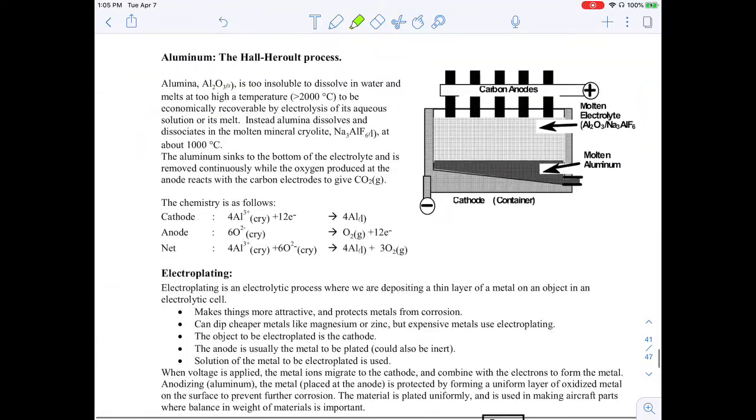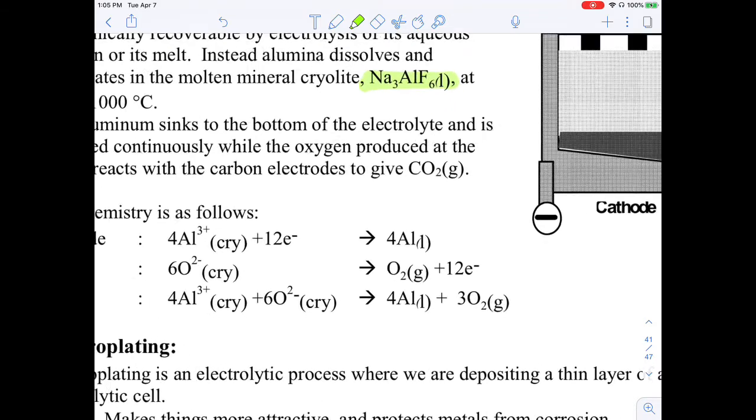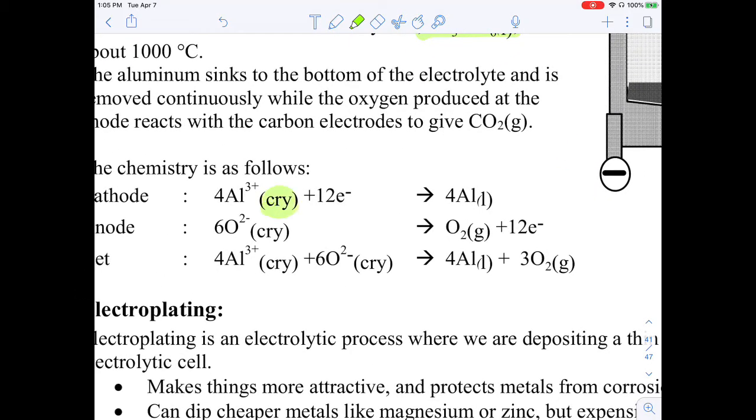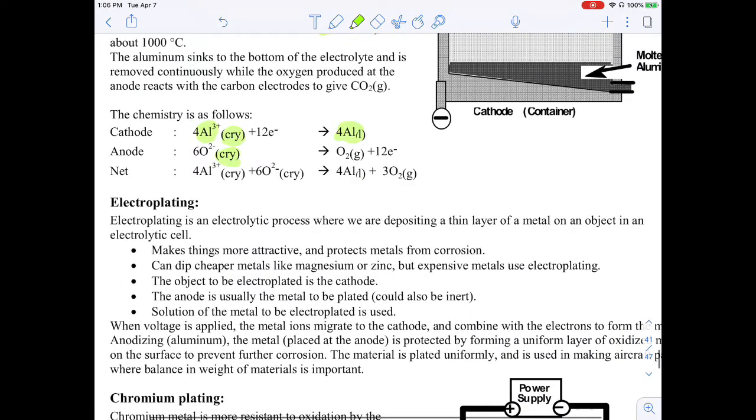We looked briefly at the case of the purification of aluminum, where they needed to come up with a clever way to dissolve the aluminum because aluminum has such a high melting point. And so they used this cryolite chemical to dissolve the aluminum oxide, so the aluminum ions become the strongest oxidizing agent and produce aluminum. Now we're going to look at electroplating.